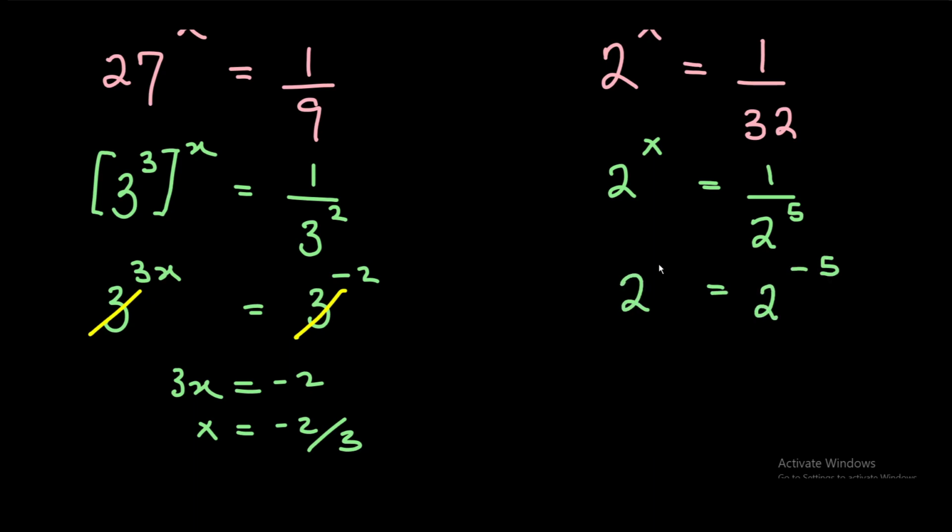And here it remains the same, 2 to the power of x. Again, you can see that on both sides of the equation, you have 2 as the base, the same. So all we need to do is to take the powers, which is x, bring them down, and that's equal to minus 5.